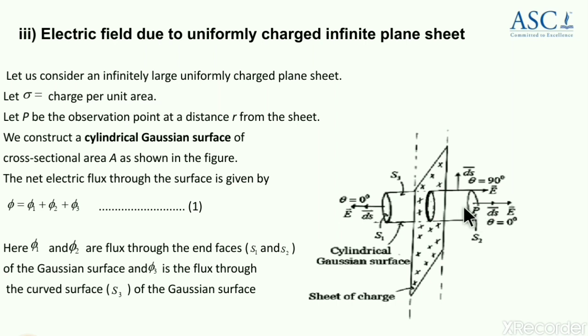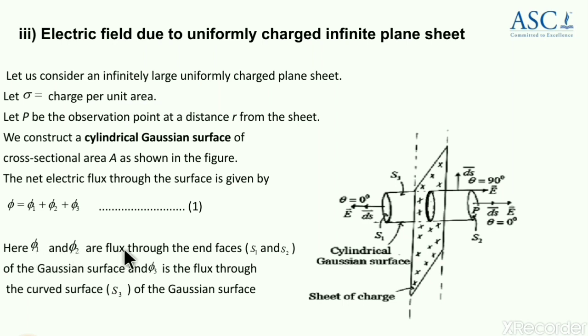From the right surface, that is here, flux has to be calculated, which is written as phi 1, across this one phi 2, and through the curved surface let the flux be phi 3. That is what we have written here. We construct a cylindrical Gaussian surface of cross sectional area A as shown in the figure. That is, let A be the area of the cross section. The net electric flux through the surface is given by phi 1 plus phi 2 plus phi 3. That is equation number 1.